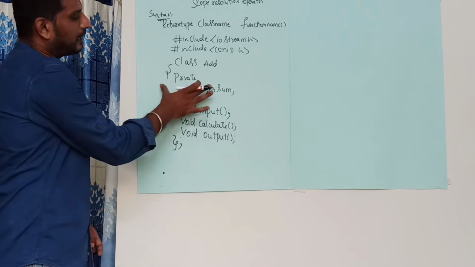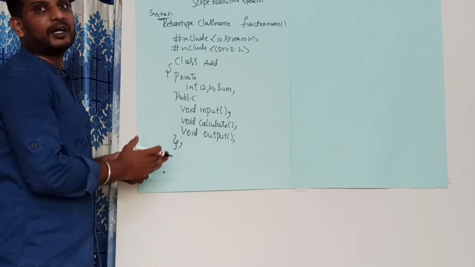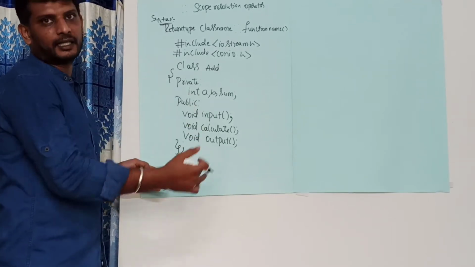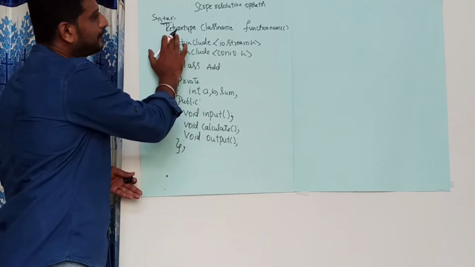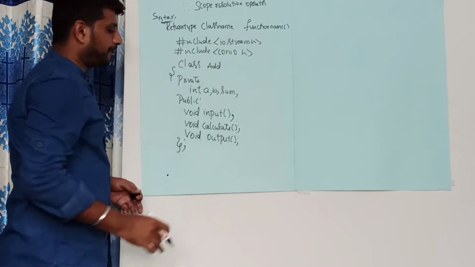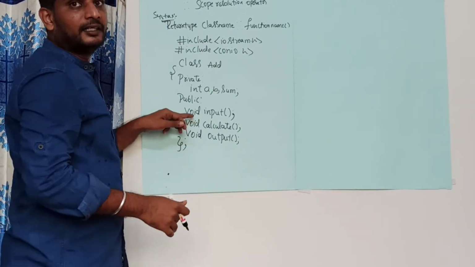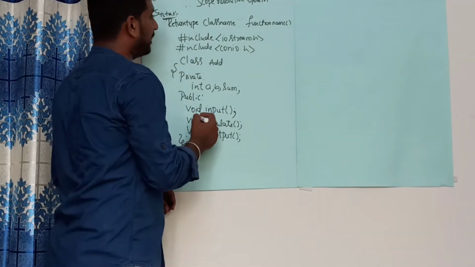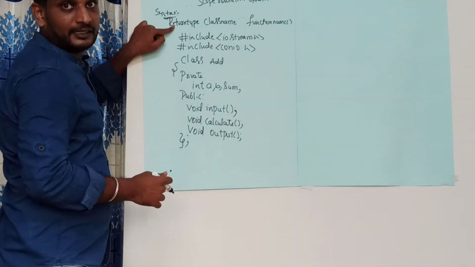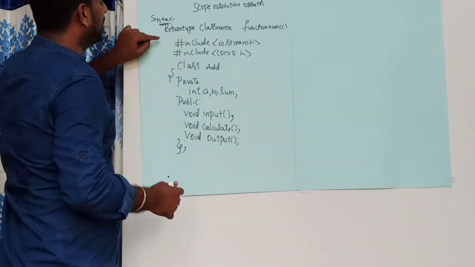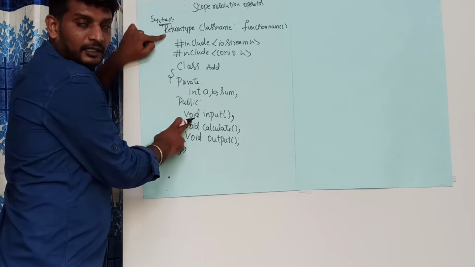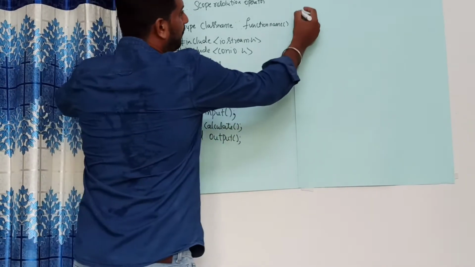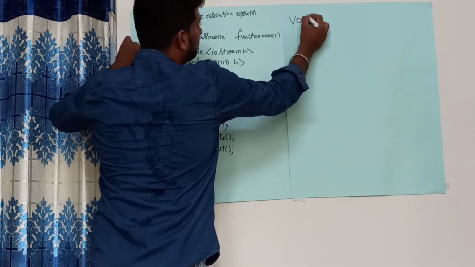Okay, now the class part is over. Next, I have to define these member functions outside the class. Now we have to follow this particular syntax. First, let me define the first function, called input. In the syntax you can see over here, the first thing is the return type. The return type of this particular function is void. So I will write it as void.